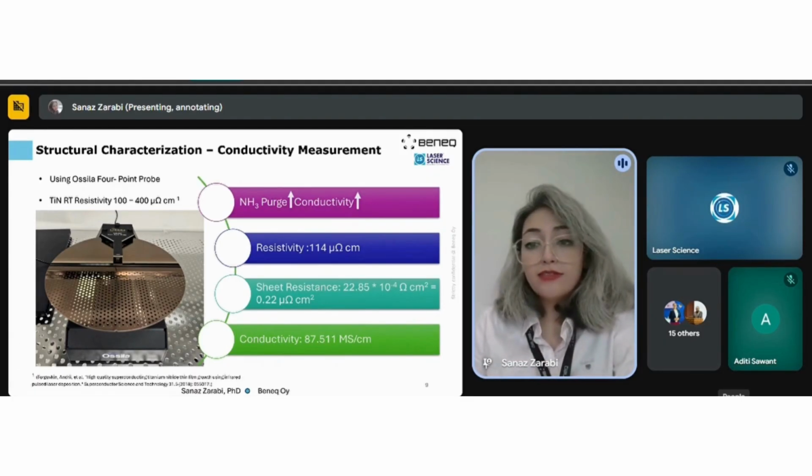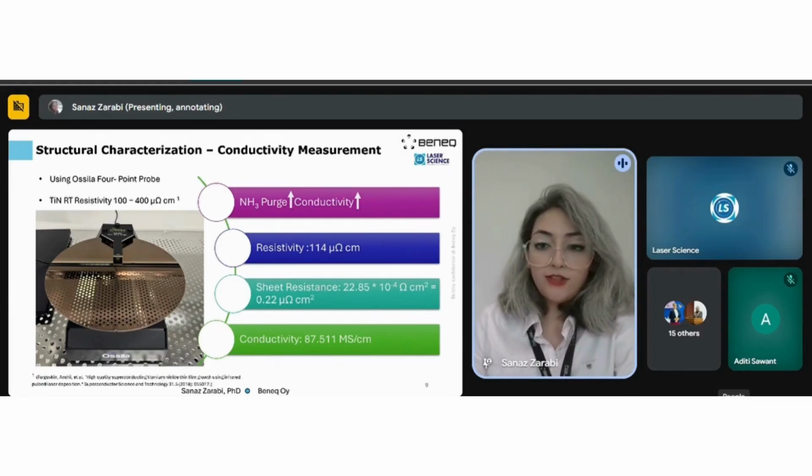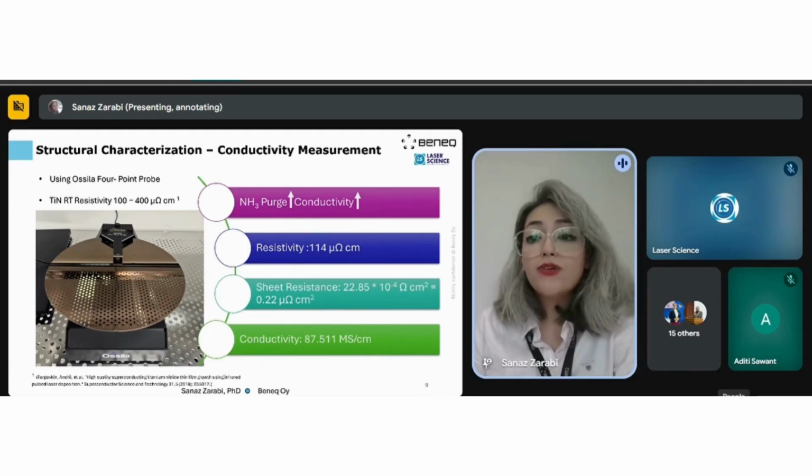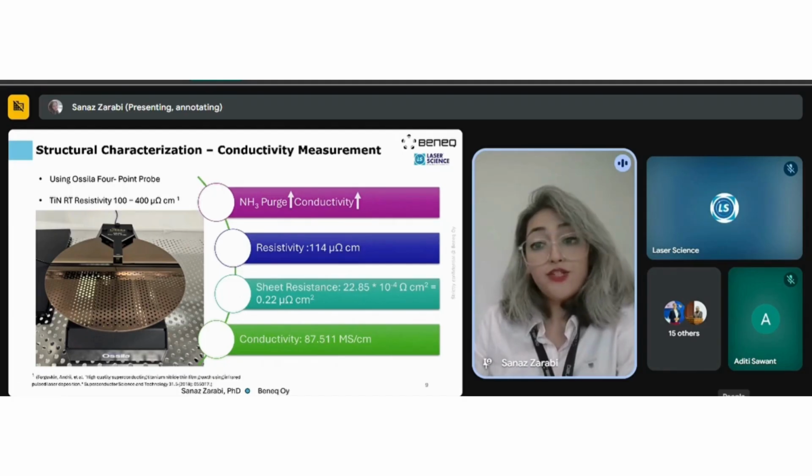It's important to note that the typical resistivity of tin nitride at room temperature ranges between 100 to 400 microohm centimeter. One particularly interesting finding from our measurements was that by increasing the ammonia purge duration, the resistivity decreases, which may be due to the lower chlorine contamination and better crystallinity of the film.